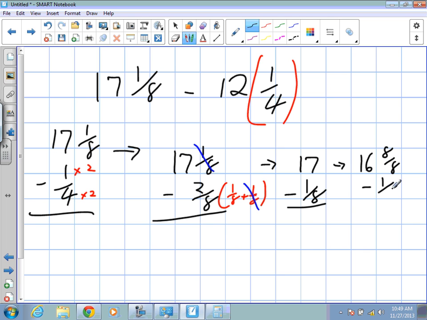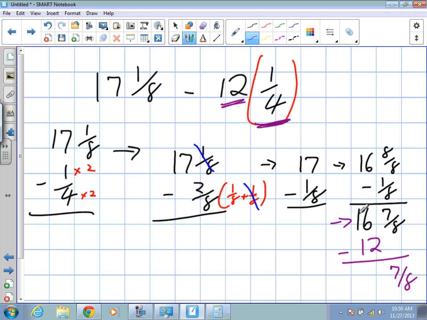When we do that, our whole number will stay as 16, and 8/8 subtract 1/8 is 7/8. All that's done is got rid of our quarter. We still have to subtract 12. So that part will be easy from where we are. We have 16 and 7/8, subtract 12. The fraction still stays as 7/8, and 16 subtract 12 is our value of 4.